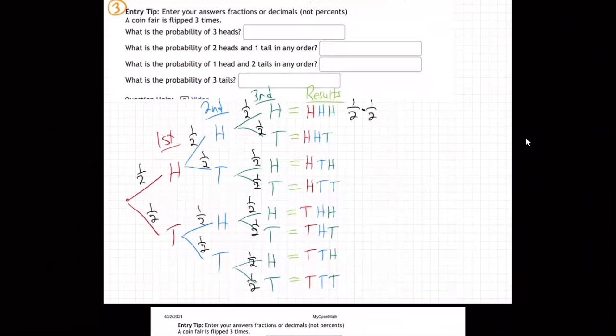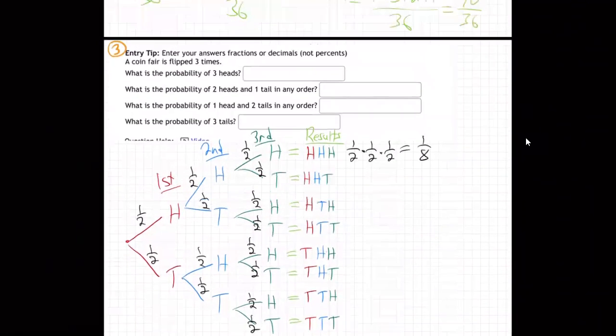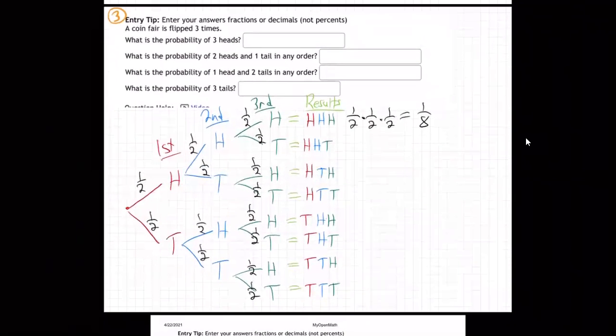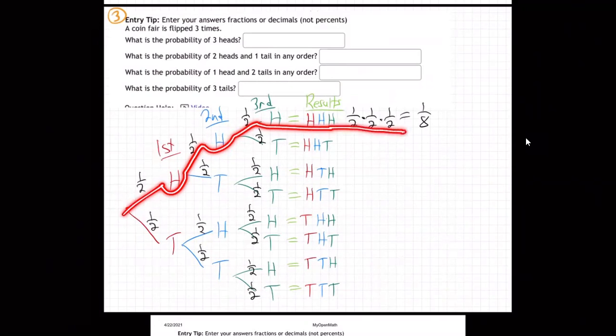Okay, and so what do we get? A half times a half times a half, which is 1/8. You always multiply as you go from left to right through the tree. See, it's a half times a half times a half. Head: half times half times half, 1/8. And all the rest are also going to be 1/8 for the very same reason.